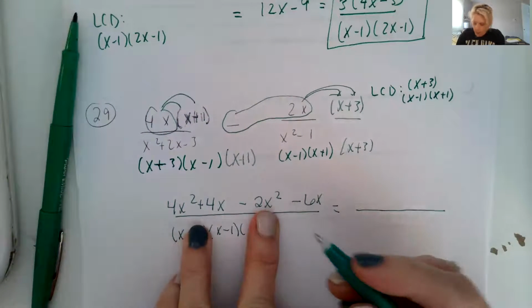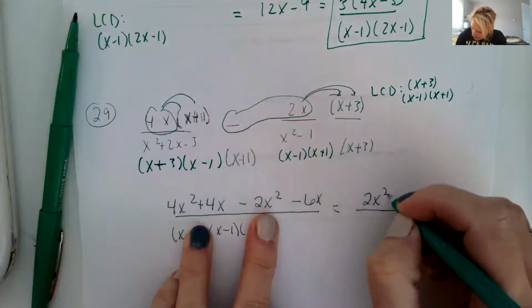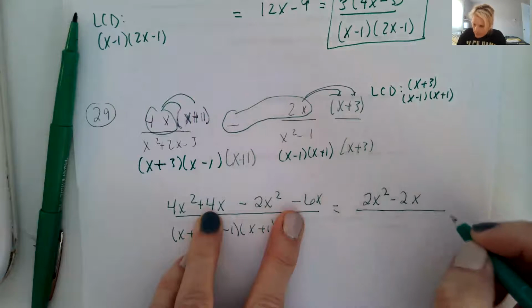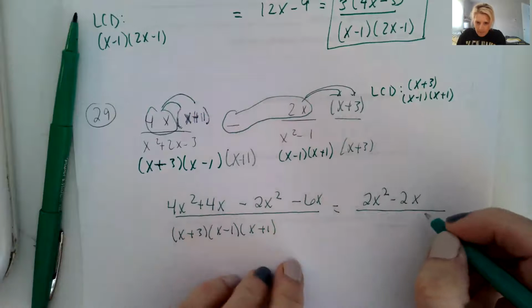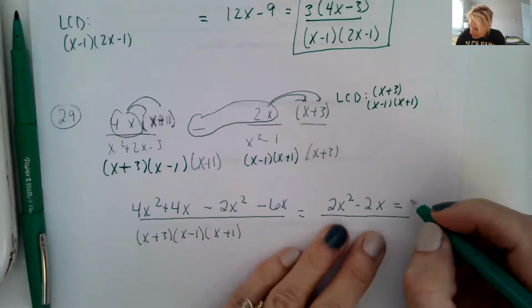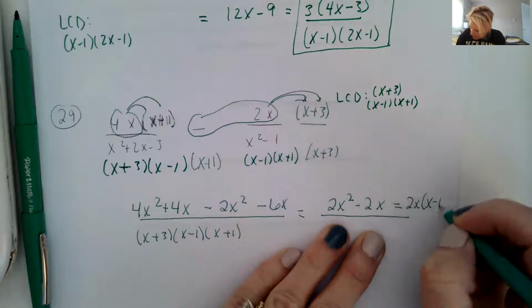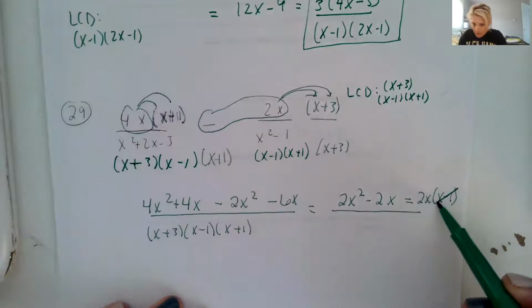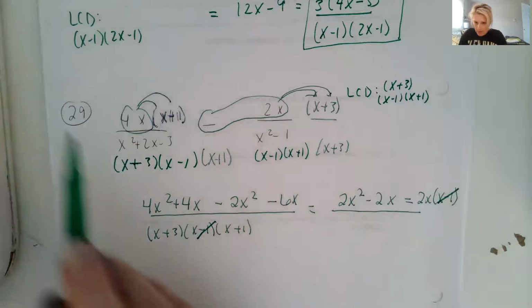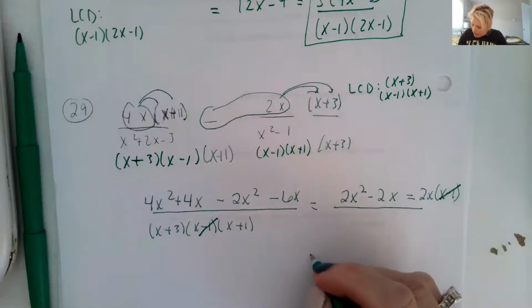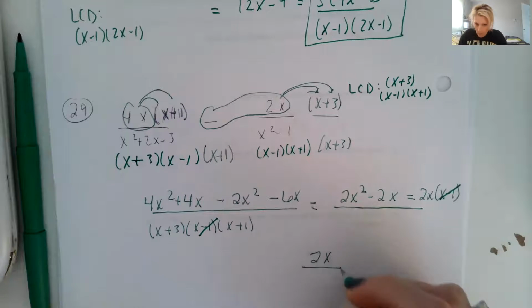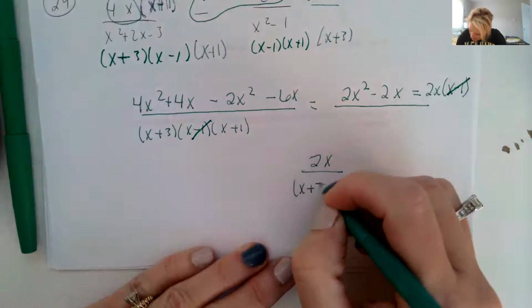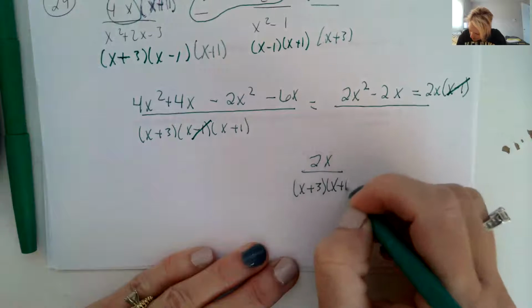So we've got 4x squared minus 2x squared is a 2x squared, and then plus 4x minus 6x is a minus 2x. And that we can factor 2x out, and we have an x minus 1 left. So as far as canceling, we've got an x minus 1 in top and then an x minus 1 in the denominator. So I think my final simplification is 2x over x plus 3, x plus 1.